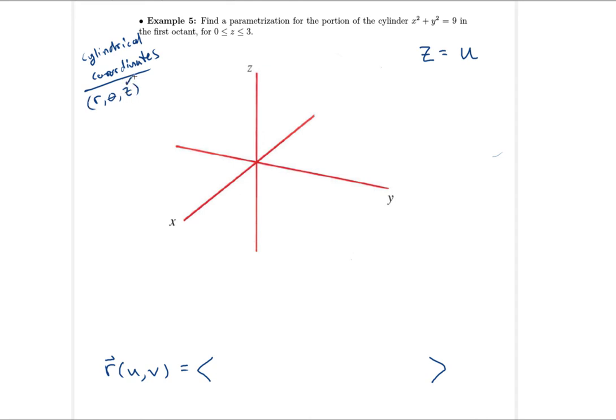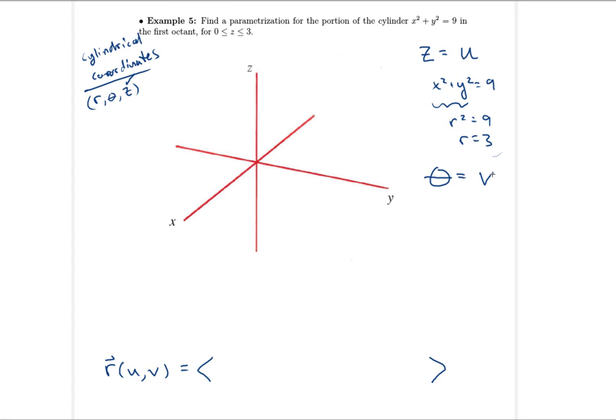Well, z is already spoken for. We've used that one, but we can't use all three. So if we look at r and we look at theta, we have to ask ourselves which one is staying the same and which one is changing. Well, because we're on a cylinder, x squared plus y squared equals 9, that's r squared, right? So we know that r is equal to 3 at all times. So that means that r is never changing. However, theta is changing, right? So that means that theta should be our other parameter value. So my u is my z and theta is my v.